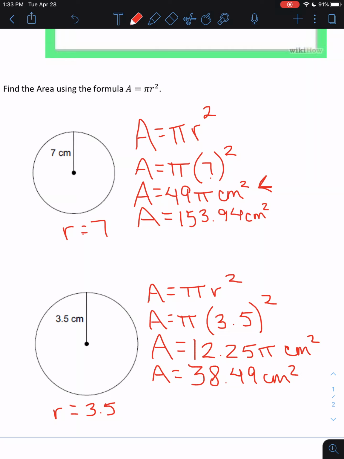So what you're going to do is finish up by completing the Canvas quiz that this is in. Be very careful with your answers. Be very careful that you're looking at whether you're given a radius or a diameter, because the formula uses the radius.